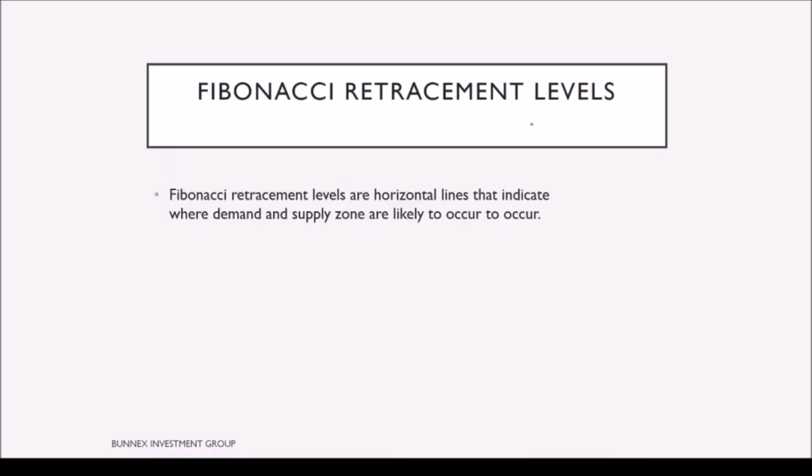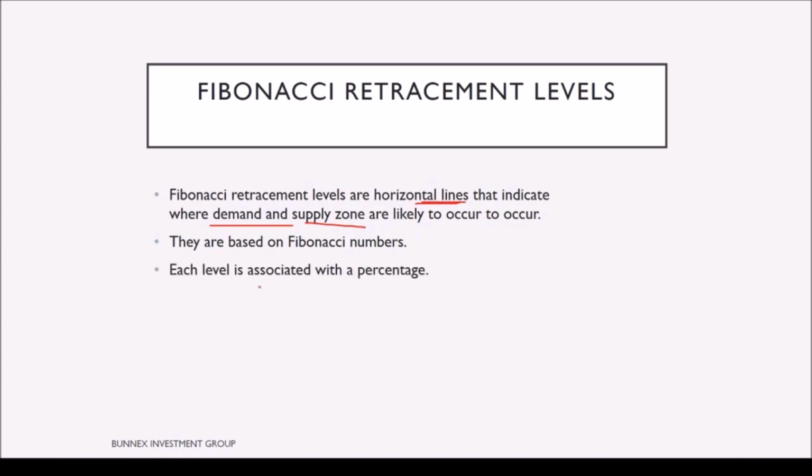So the Fibonacci retracement levels are basically horizontal lines that indicate where demand and supply zones are likely to occur. They are based on Fibonacci numbers, and there is a history behind this tool. It was created by a man named Fibonacci, and he created it from mathematical calculations. That's how he got these horizontal line values. Each level is associated with a percentage. This percentage is basically how much of the prior move the price has retraced.